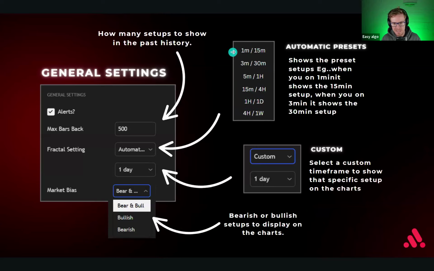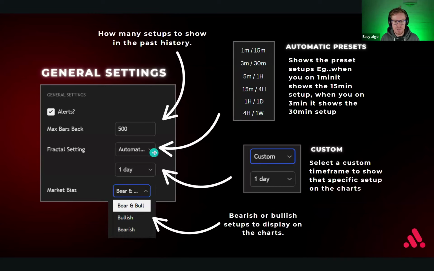So what this means is it's going to be looking at the higher time frame, creating the setup based on the higher time frame, then projecting it onto the lower time frame chart. So depending on what kind of trader you are, if you're a scalper or a swing trader, or you're looking for even larger swings, you can customize this automated feature to fit your trading style. A lot of people were confused by this, but simply, if you're on the 1 minute, it's going to be finding setups off a 15-minute chart. If you're on a 3-minute, it's going to be looking for setups on a 30-minute chart.